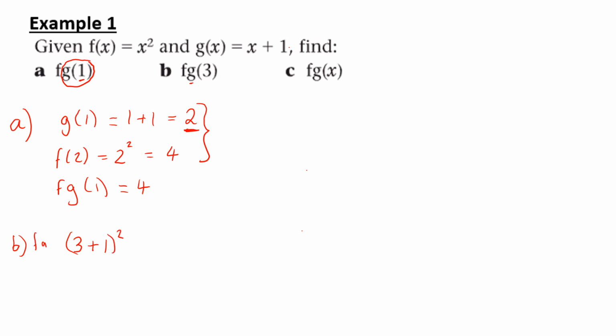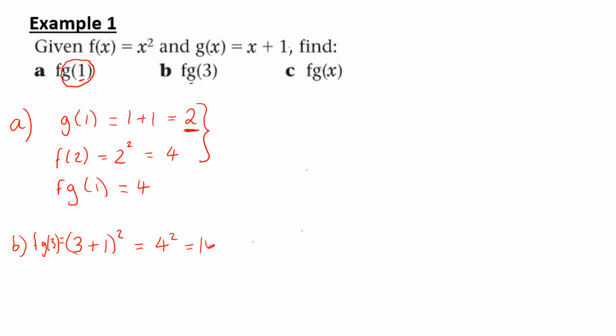So fg of 3 will equal 3 add 1 squared, which of course is 4 squared, or 16. So you can write it in one line like this. If you're not happy writing it in one line, go back to 2.